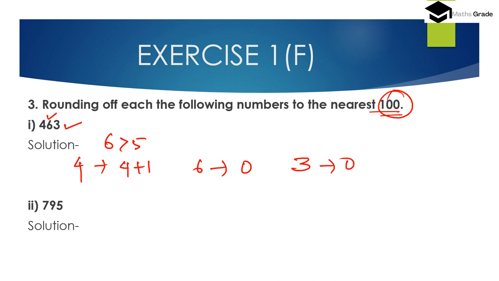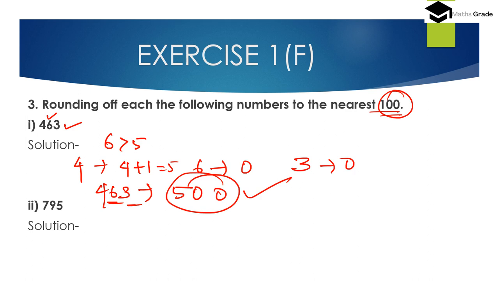So 463 rounded up to the nearest 100 will be this 4 changes to 4 plus 1, that is 5, and this 6 changes to 0, and this 3 changes to 0. Now 463 rounded up to the nearest 100 will be 500.